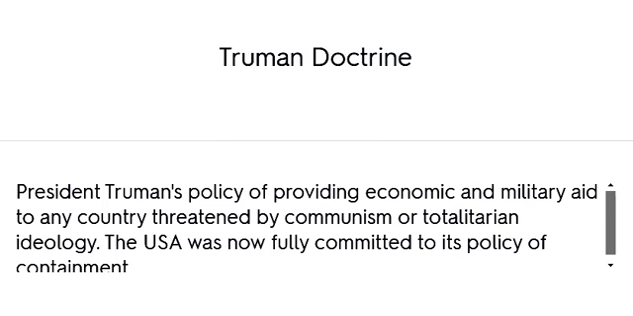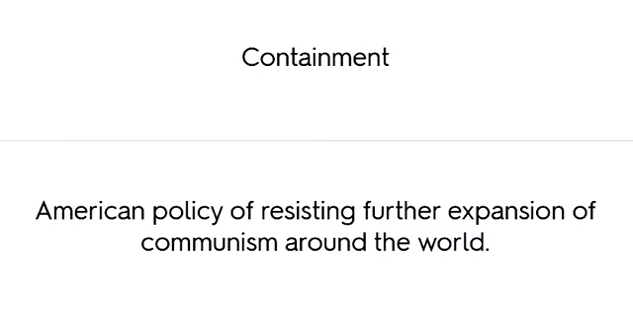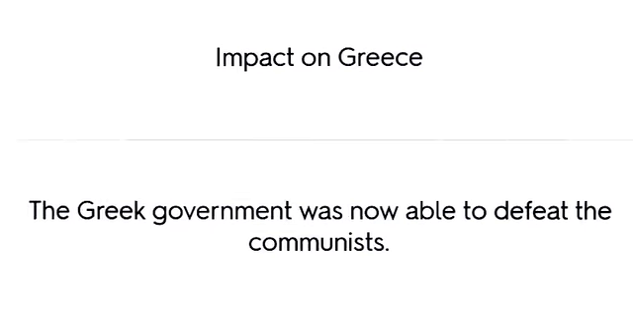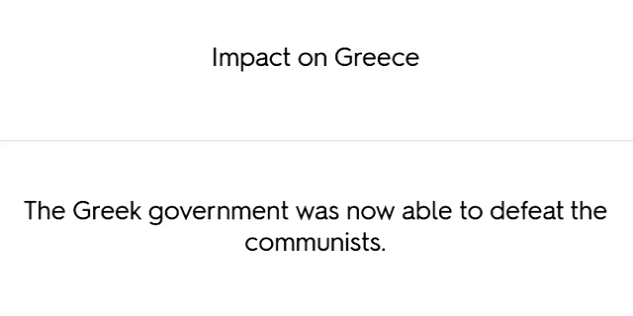Truman Doctrine. President Truman's policy of providing economic and military aid to any country threatened by communism or totalitarian ideology. The USA was now fully committed to its policy of containment. Containment. American policy of resisting further expansion of communism around the world. Impact on Greece. The Greek government was now able to defeat the communists.